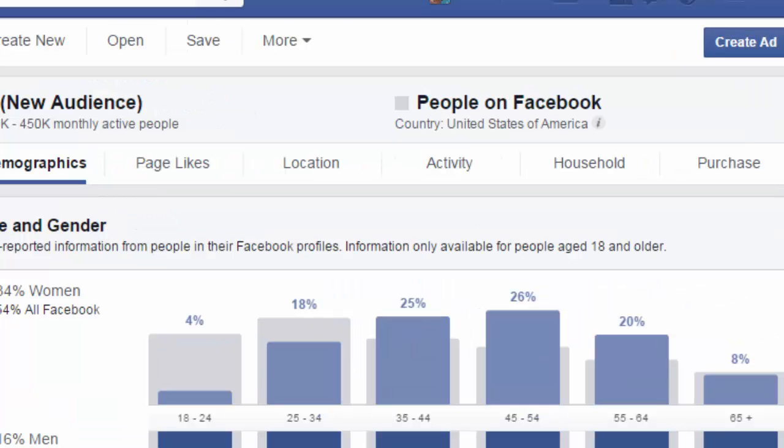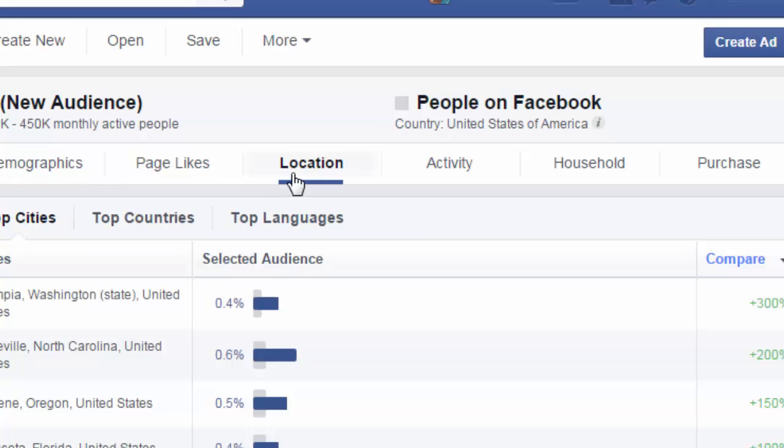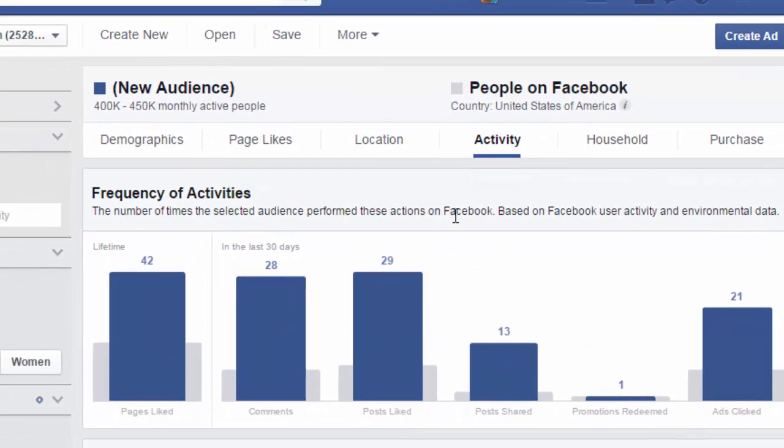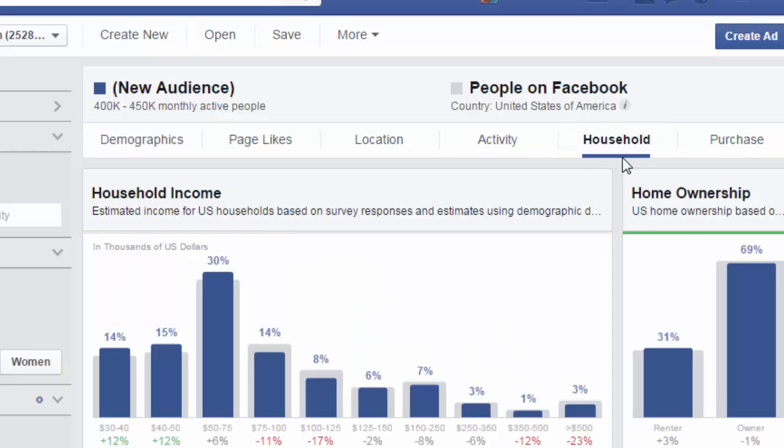So besides the demographics and page likes, you also see that they have other tabs up here. We have location, where are they more likely to be from? Activities, so are they likely to like pages and comment on them and share posts? We can see this audience definitely likes pages and likes to share. So if you can find a passionate market, then you might consider doing Facebook advertising, because you can see a market like this, they like to share things, which gives you an advantage in advertising on Facebook.